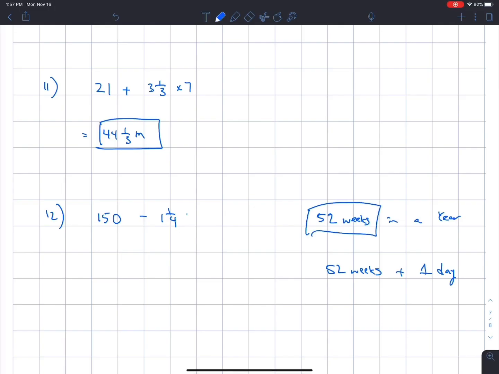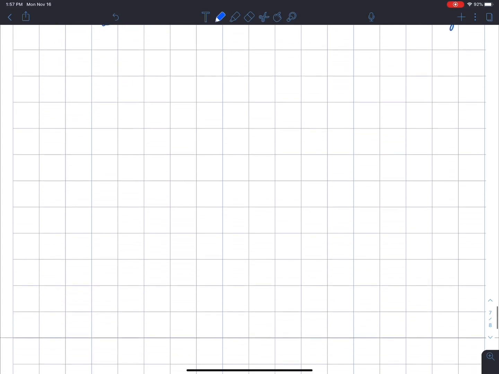Okay, so if there are 52 weeks in a year, half a year is 26 weeks, so I just need to times that by 26. And I would just type this into the calculator. 150 minus 1 1/4 times 26. And I get 117.5 pounds. And that would be the answer for question 12. Question 13. If 8 students eat 8 hot dogs in 8 minutes, how long would it take 50 students to eat 50 hot dogs? So we are probably just assuming that everyone is eating at the same time. So no calculation is required. If we are all eating at the same time, it should still take 8 minutes.